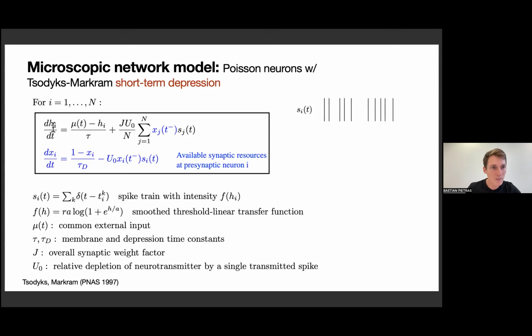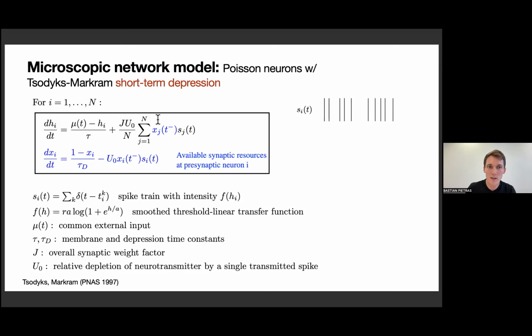Just to guide you through the equations, h_i is the input potential that every neuron i receives. There's a common input mu. Then we have this leak term, where tau is the membrane time constant. And then we have an all-to-all coupling term, where we have x_j, which are the available synaptic resources at a presynaptic neuron, and s_j is the spike train. It's a delta spike train that you see here.